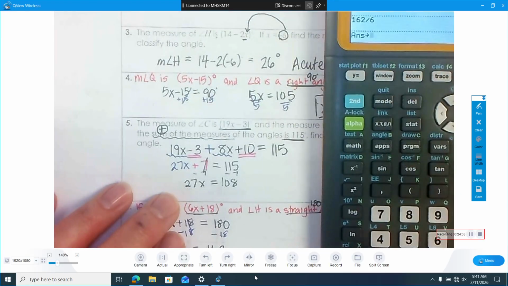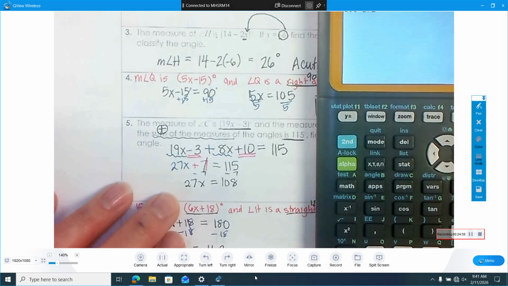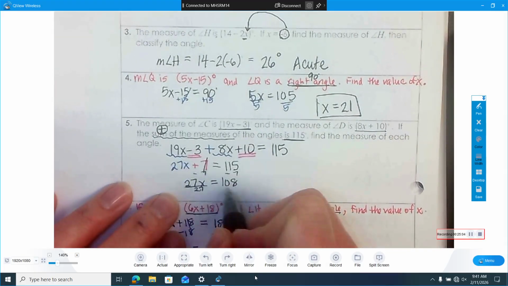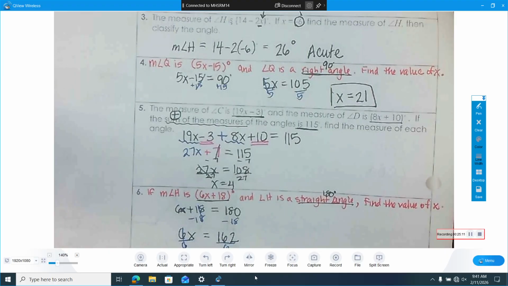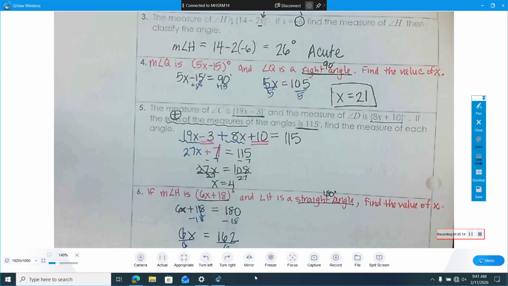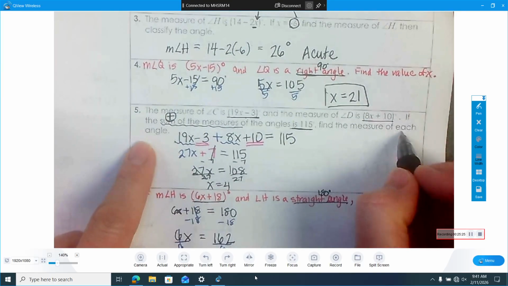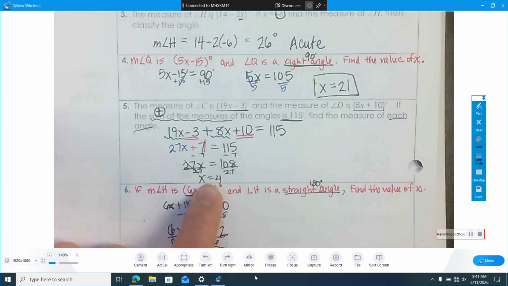And then what should we do? Divide 108 divided by 27. 4. So we're going to divide by 27, and we get x equals 4. Now we found the value of x. Is that what it wanted to know? No, it didn't. It didn't ask us to find the value of x. I had to find the value of x. But it says, hey, what's the measure of each angle? So what do you suppose I need to do with my number for x now?